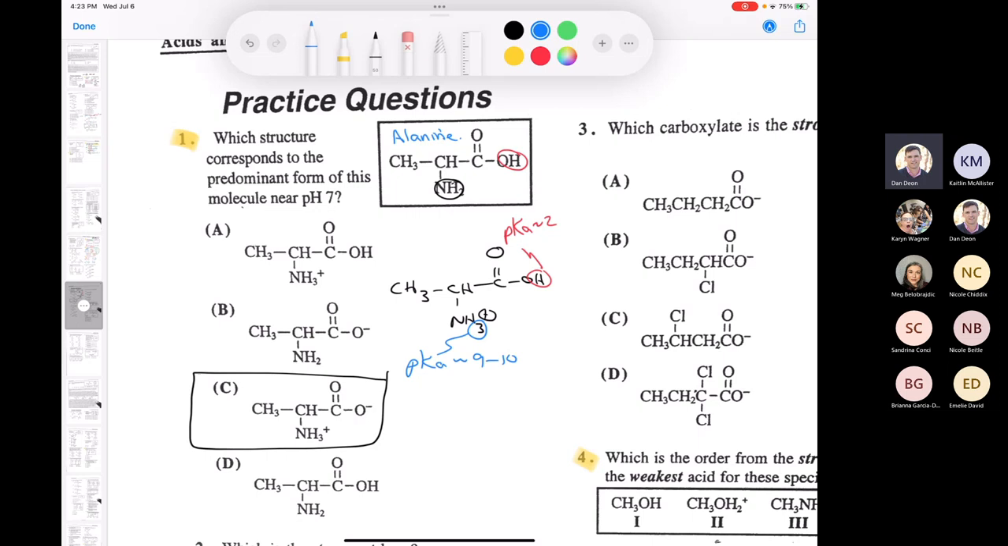But if we're at a pH of 7, that means we're in a more basic environment than the pKa of the carboxyl group. And so that's going to be deprotonated, but we're in a more acidic environment than the protonated form of the amine. So that's going to stay protonated. And so we end up with the zwitterion. So that's something that we covered in the amino acids chapter.